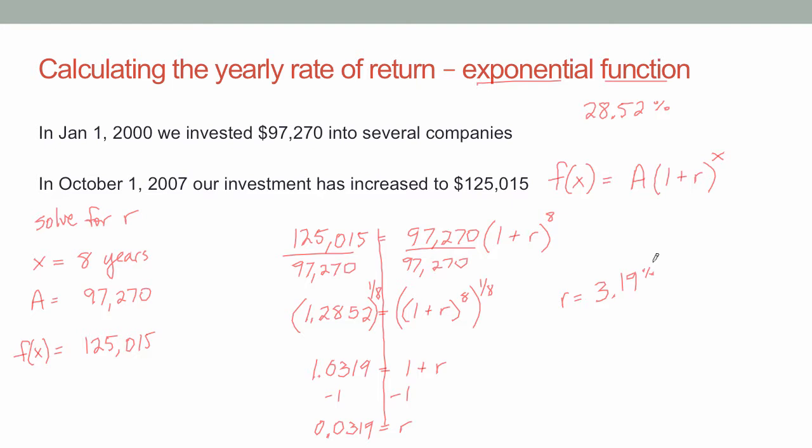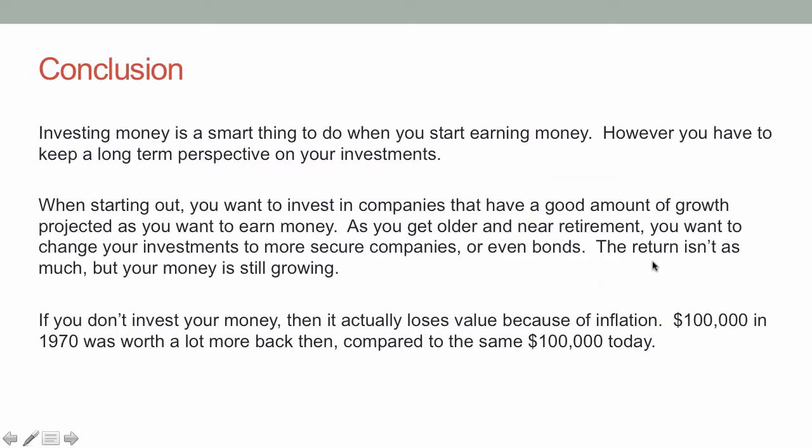But there you go. We just used some math, exponential functions and equations, and some algebra to help figure out how well our money is growing as we invested in the stock market. So in conclusion, investing your money is a smart thing to do when you start earning your money. When you start getting a job, you want to save some money, build your retirement, and have some money to live off of.